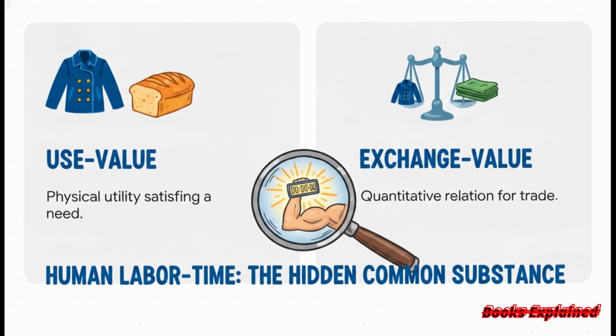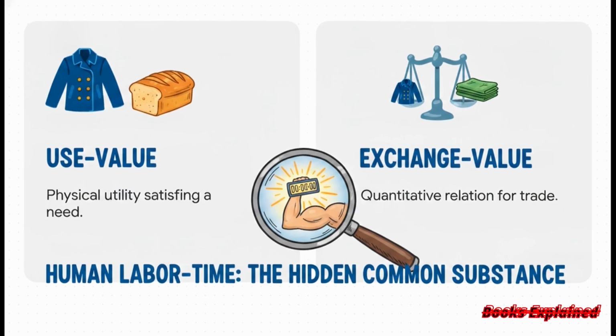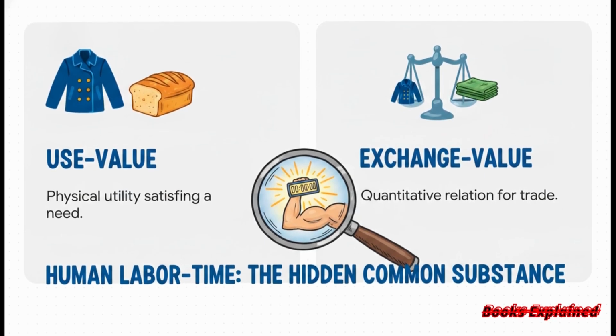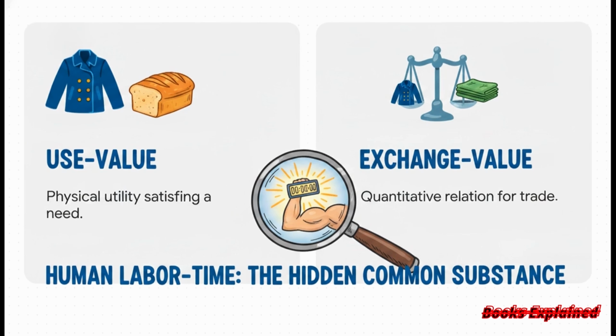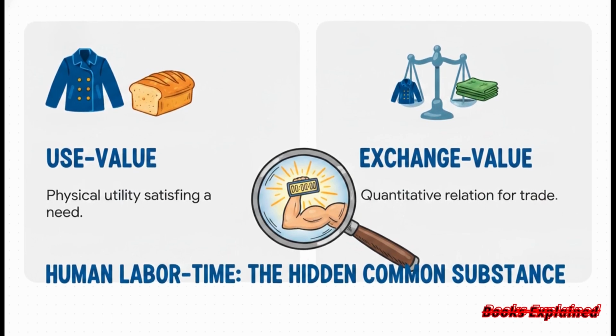How on earth can you mathematically equate two completely different physical things? Well, he reasons they must share some hidden common substance. And that substance, Marx concludes, is human labor. They're both products of human effort, measured in time.